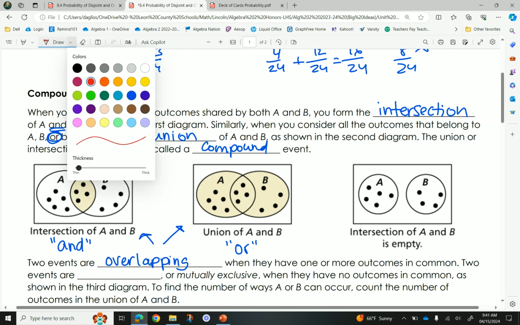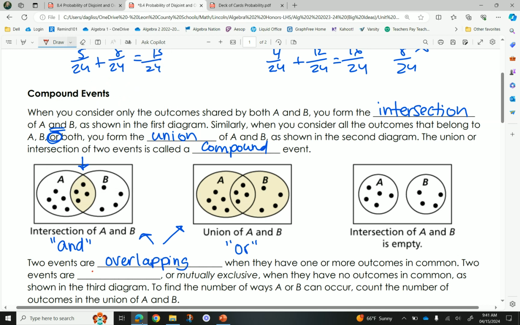So what if they don't share? They are going to be called disjoint or mutually exclusive when they have no outcomes in common, as shown in our third diagram. So this is our disjoint. There is nothing in common between the two. So if my circles were overlapping, that middle section would be empty. There's nothing that they have in common with each other.